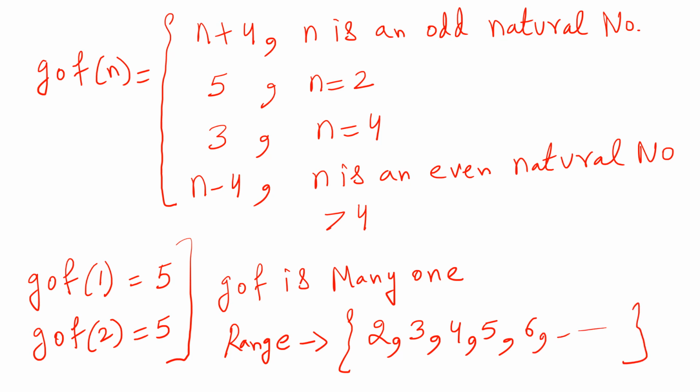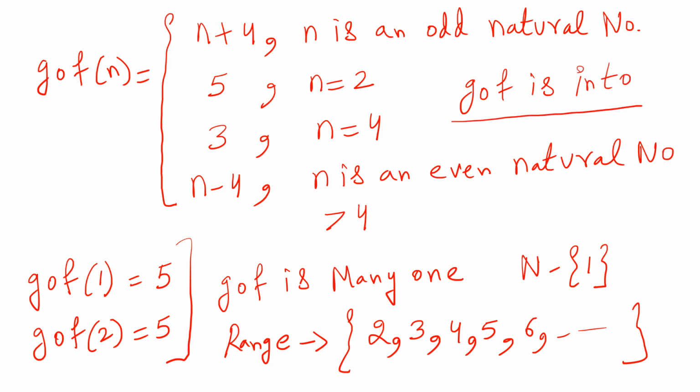So the range is n minus 1. Now students, clearly the range of this function is smaller than its codomain. Hence, we can say that the function g of f is into. That means it is not onto. So finally, we conclude that option A and D are correct.